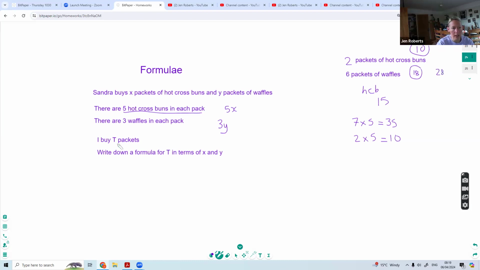It's a similar thing here, right? You've got 5X hot cross buns. We've got 3Y waffles. We add them together, it would give us the total amount. And it's a formula. So for a formula, you need an equals in it. So T equals, that's your answer. T equals 5X plus 3Y.